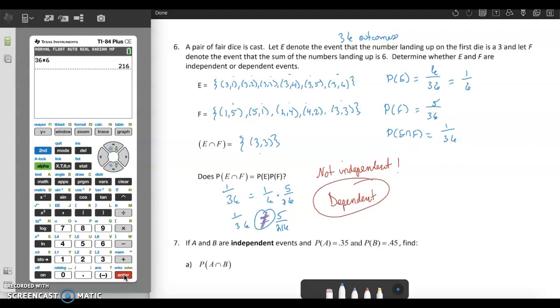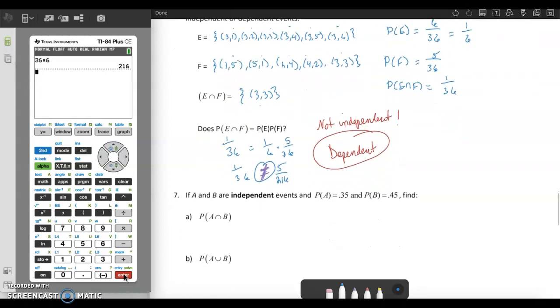And that should make logical sense if we go back and really think about what's happening. Does the idea of the first die landing on 3 and the sum of them being 6 affect each other? Well, sure, because if the first one lands on a 3, that kind of changes what the second one would have to be. So yes, these are definitely dependent on each other. If I know that the first one's a 3, that's going to change my mind about what the probability of getting a 6 sum is going to be.